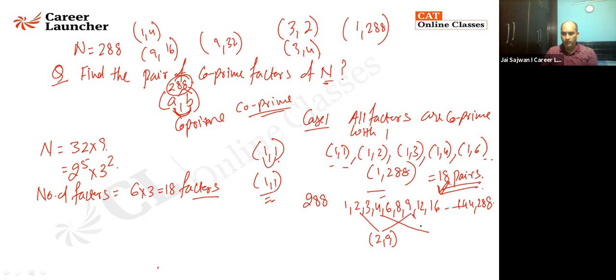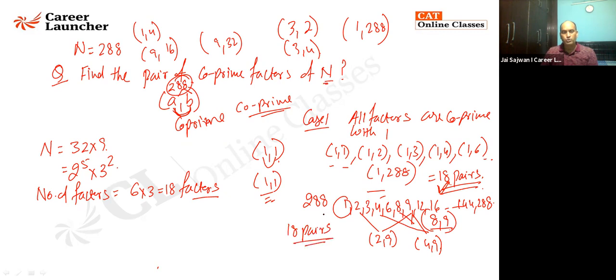So for example, if you are taking 4 and 9, or 8 and 9, I'm not saying that the product should be equal to 288. We are saying how many factors of n are there which are co-prime with each other. इसीलिए हमने सारे factors का combination लिया. So my dear, with 1, I'm saying all of these factors are co-prime. That's why I'm saying 18 pairs are there.